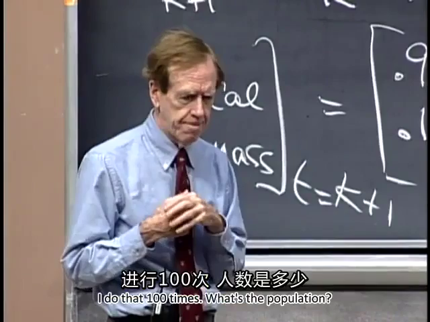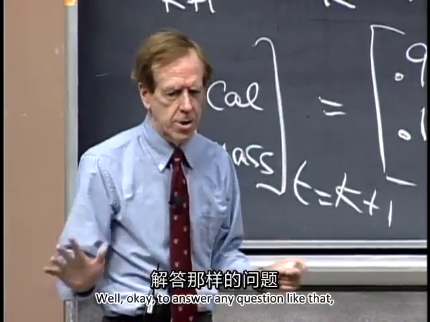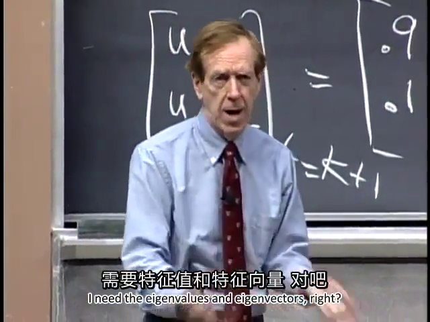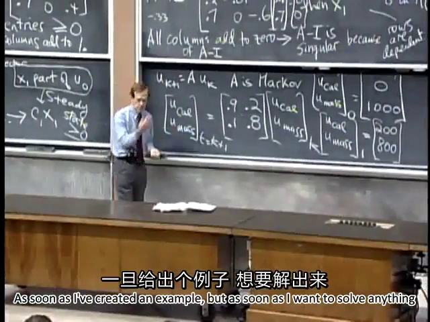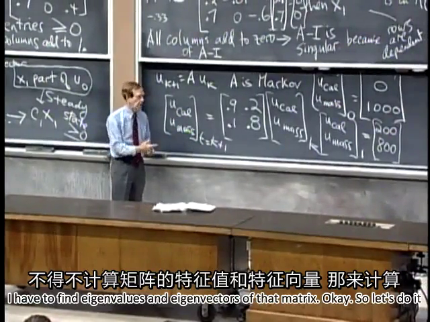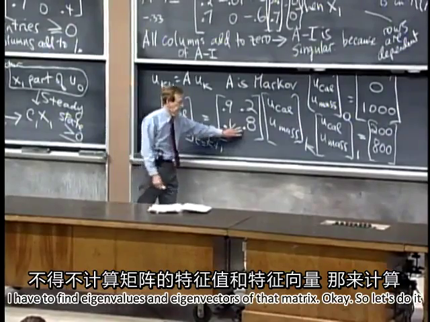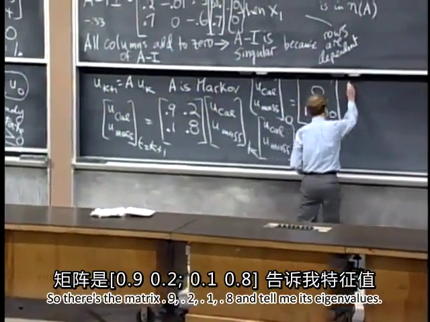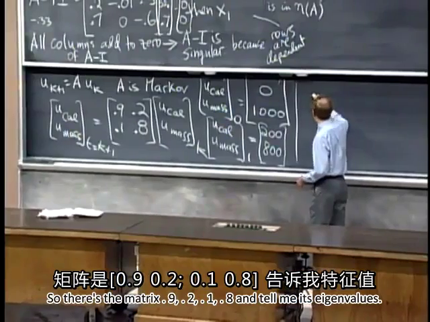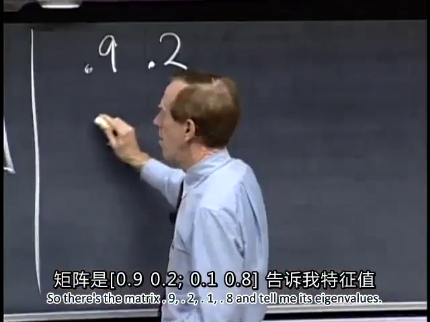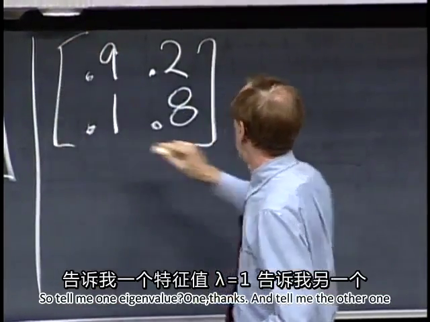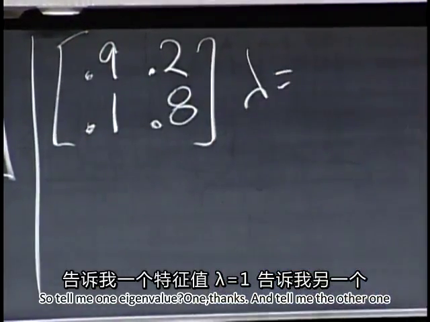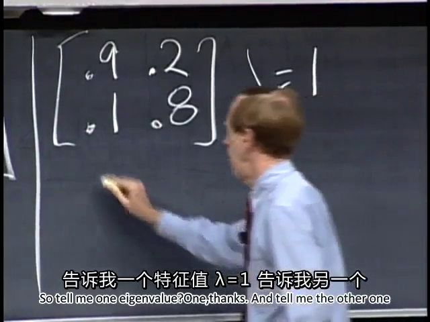What's the population? Well, okay, to answer any question like that, I need the eigenvalues and eigenvectors, right? As soon as I've created an example, but as soon as I want to solve anything, I have to find eigenvalues and eigenvectors of that matrix. Okay, so let's do it. So there's the matrix 0.9, 0.2, 0.1, 0.8, and tell me its eigenvalues. Lambda equals, so tell me one eigenvalue. 1, thanks. And tell me the other one.